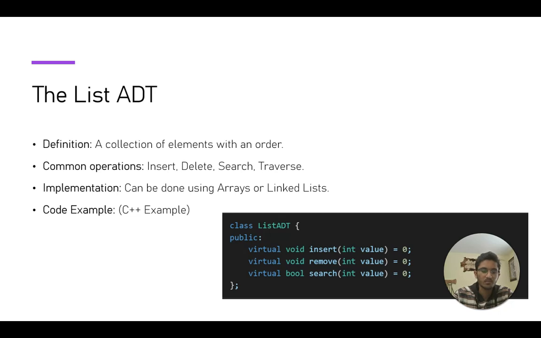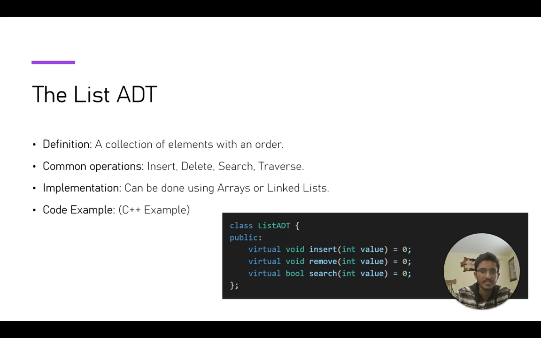So let's break down some of the most common ADTs and how they work in real life. First up, we've got the list ADT. Basically a collection where the order of elements matters. You can insert, delete, search, and traverse through the list. Think of your Spotify playlist. You can add, remove, or rearrange songs. That's a list ADT in action.